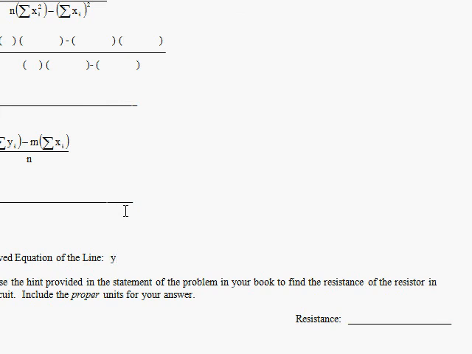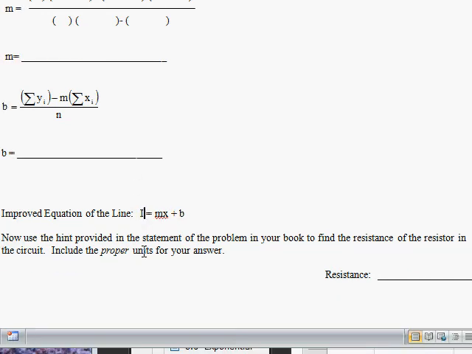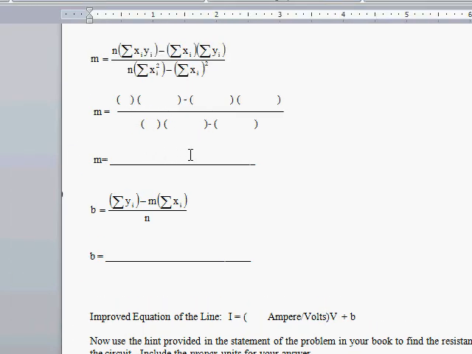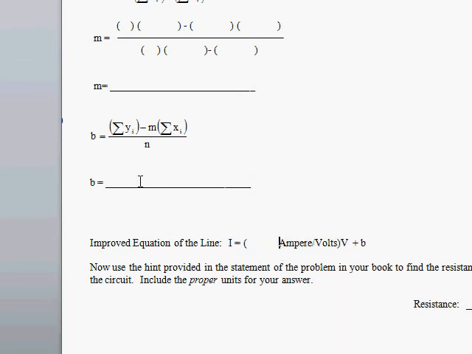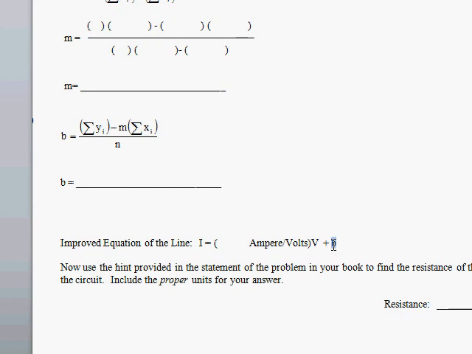So here is the improved equation of the line. Again, we can start with that. y is equal to mx plus b. We already said that our y value is going to be the current. The x value is going to be the voltage. This is going to be our slope, and we're going to put amperes over volts. So that's what we would get from up here. We'd take this slope value and we'd put that number right there. Okay, and also we would have a y-intercept that we would put right here.